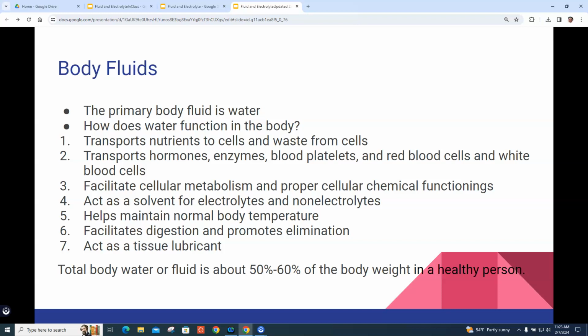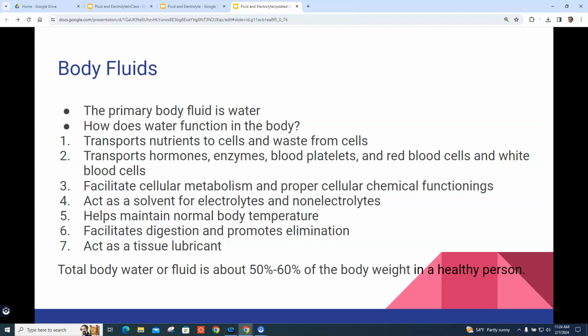water in the body transports nutrients to cells and waste from cells. It transports hormones, enzymes, blood platelets, red blood cells and white blood cells. Facilitates cellular metabolism and proper cellular chemical functioning. Acts as a solvent for electrolytes and non-electrolytes. Helps maintain normal body temperature. Facilitates digestion and promotion of elimination. Acts as a tissue lubricant.